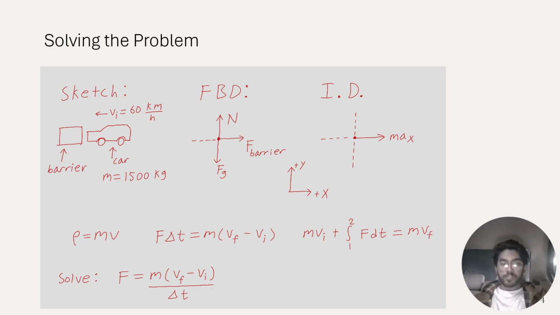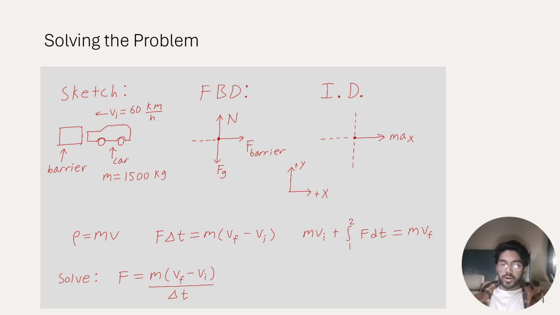Finally, to actually solve the problem, we need to draw a sketch, free body diagram, and inertia diagram. For the sketch, we have the car and the barrier, and the car is initially moving to the left at 60 kilometers per hour, and the mass of the car is 1,500 kilograms. The free body diagram shows that there is a normal force and force of gravity acting on the car in the y direction, and in the x direction, there's only the force by the barrier on the car at the instant the car hits the barrier.